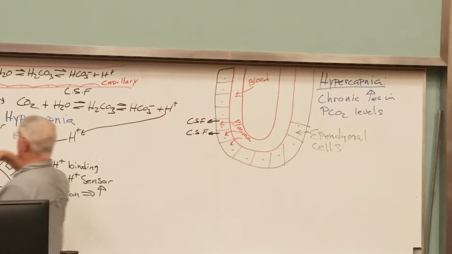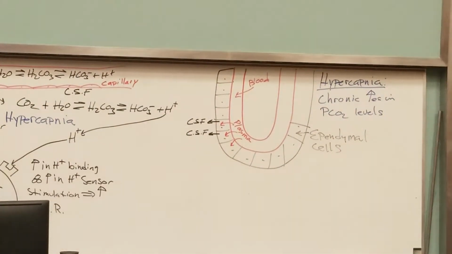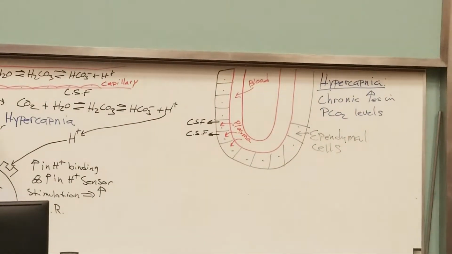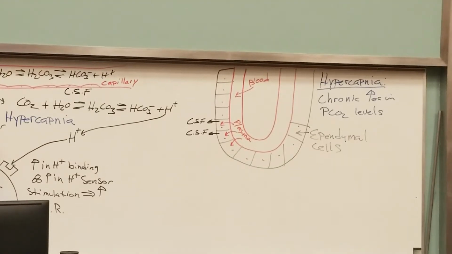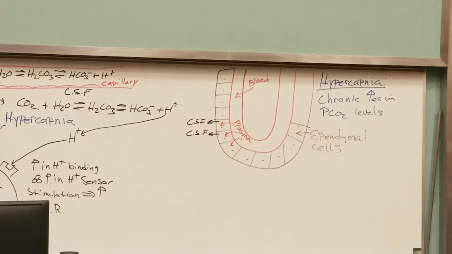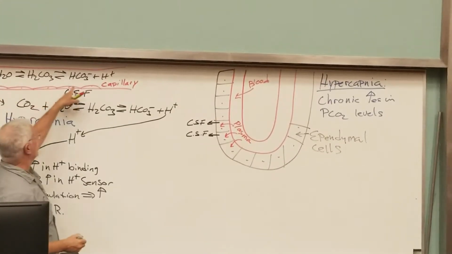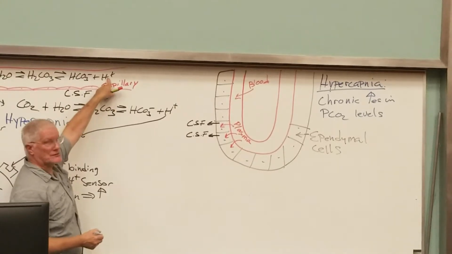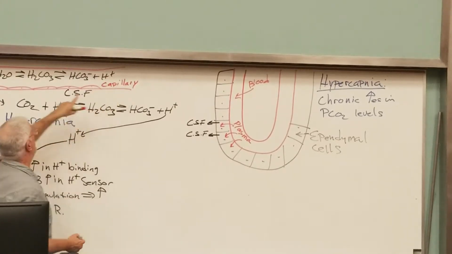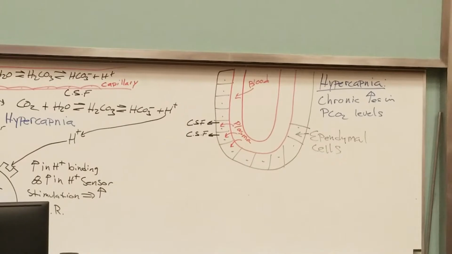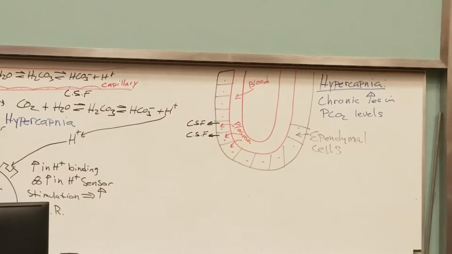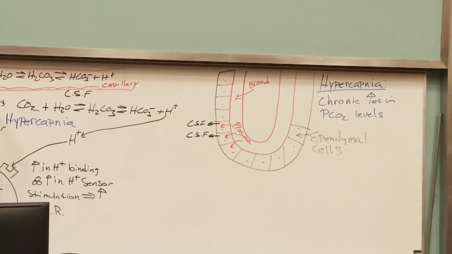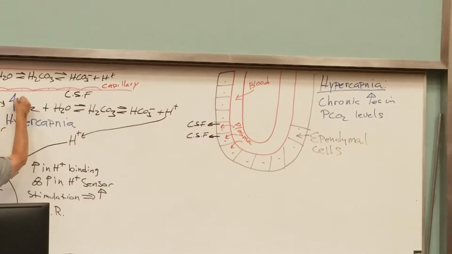So let's show that over here and see why this is an issue. If you have an increase in CO2 in the blood, how does that actually lead to an increase in respiration rates? Well, we know in the blood it leads to an increase in hydrogen ions in the blood, but we also know that CO2 in the capillary can diffuse into my medullary tissues. So that increase in CO2 will lead to an increase in the CO2 in my medulla tissues.